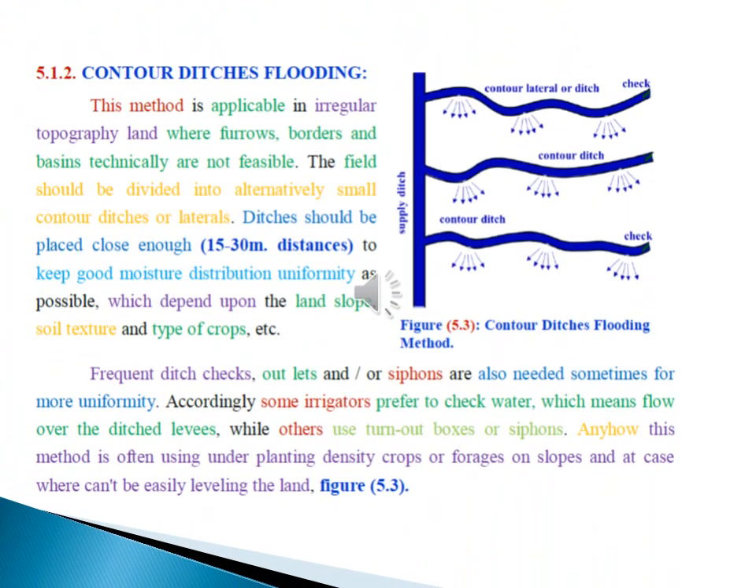The contour ditches flooding method can be applied in irregular topography land where furrows, borders, and basins are technically not feasible. Anyway, this method is often used under densely planted crops or furrows on slopes, and in cases where the land cannot be easily leveled, as shown in the enclosed figure.